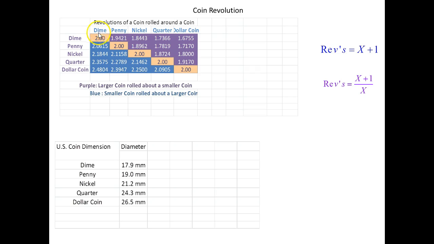So when the dime is rolled around a penny, the number of revolutions is 2.0615. If you roll a dime about itself, it'll go around twice. It will revolve twice.